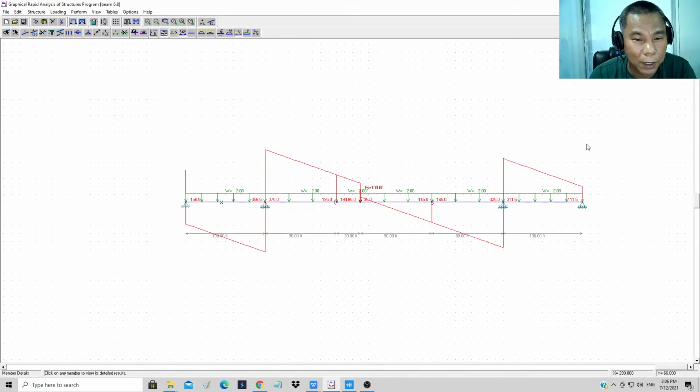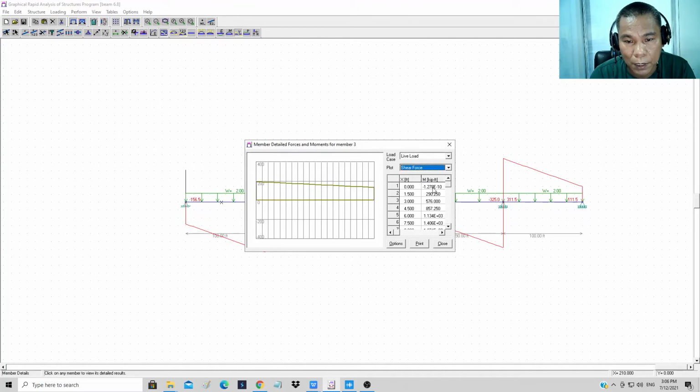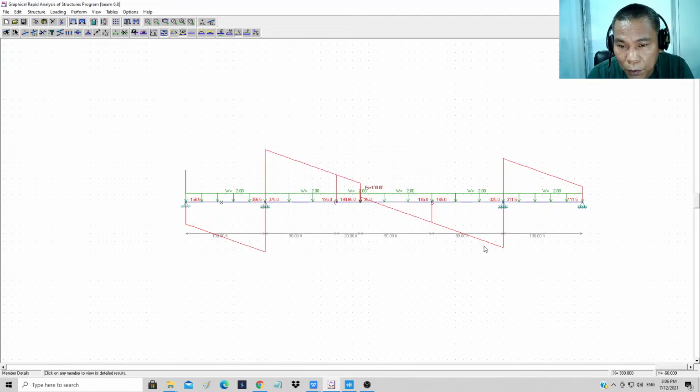So here we have the different forces. As you can see, the shear values are the same. Minus 156.5 here, minus 356.5 here, 375 here, then we have 192. Here we have positive 35, but it's quite difficult to see, so you can just look at this table, but then that's 135. Okay, so here we also have minus 325, 311.5, and 111.5.